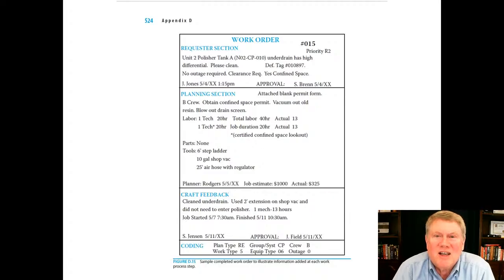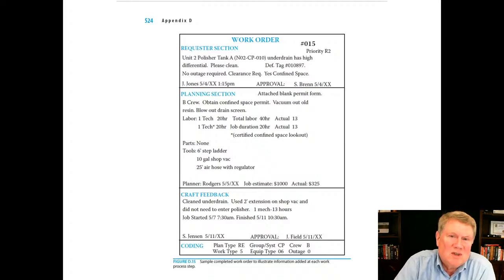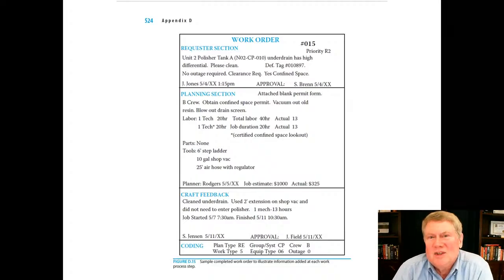And they've got an attached blank permit form because on the work order request, it's got checked off that it's confined space. What the mechanics are going to do is they're going to go into the vessel and with a vacuum hose and vacuum out the old drain, the old polisher resin.